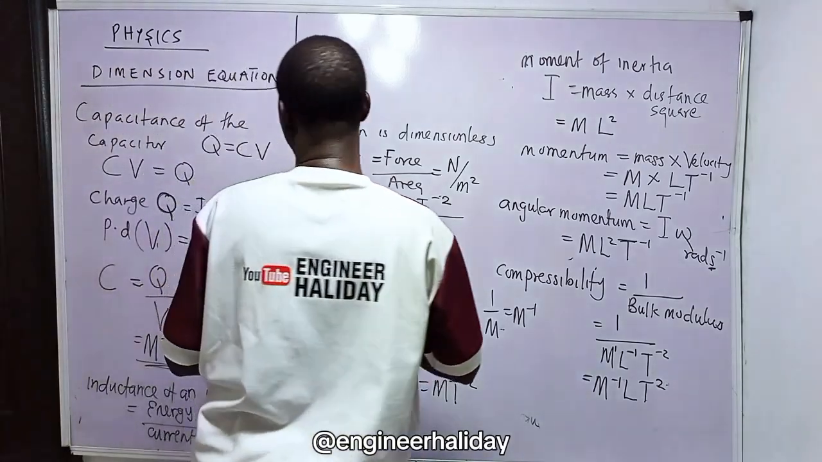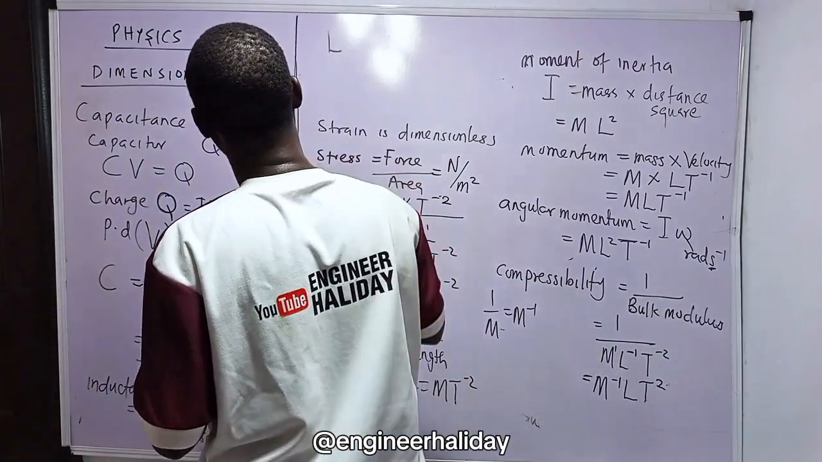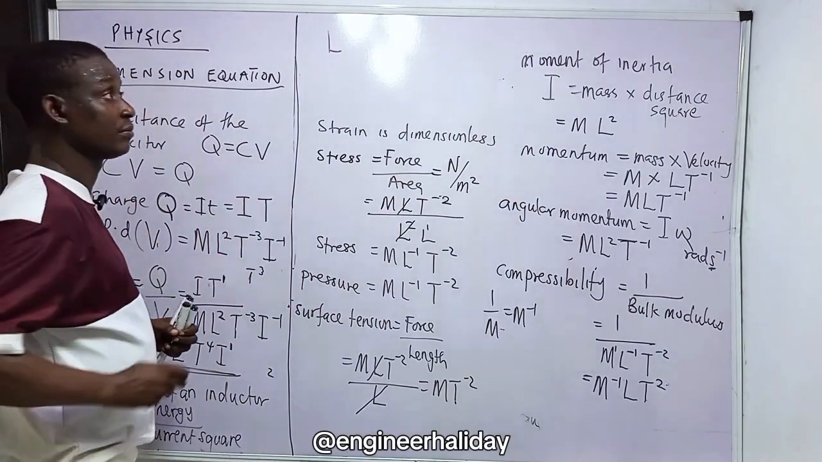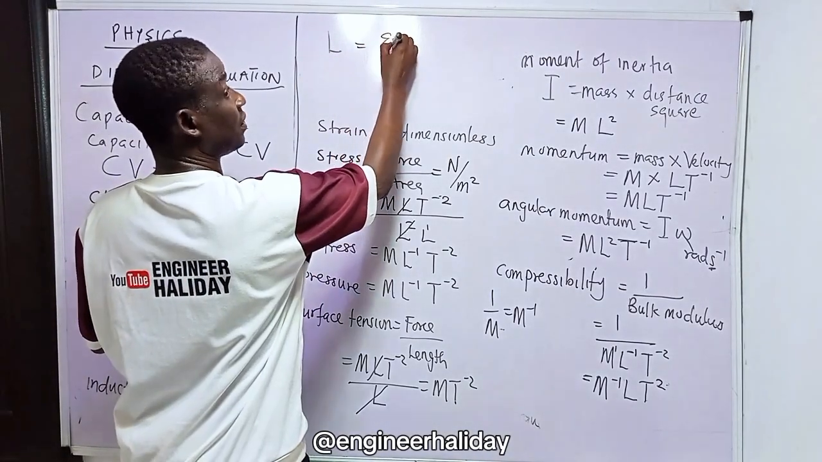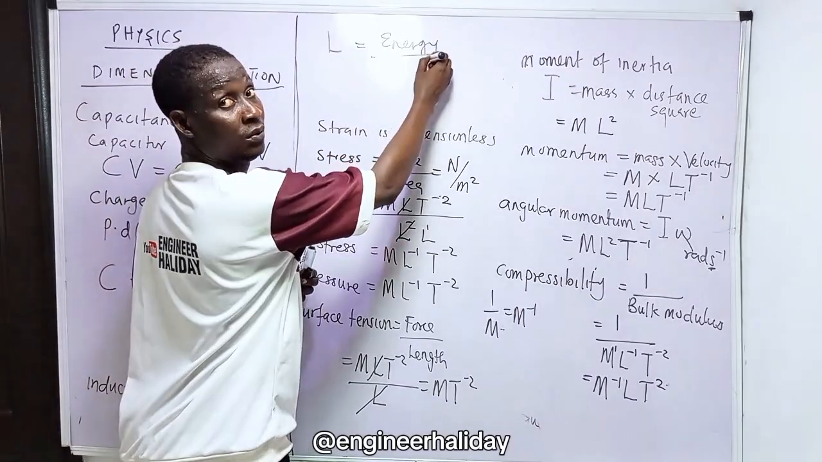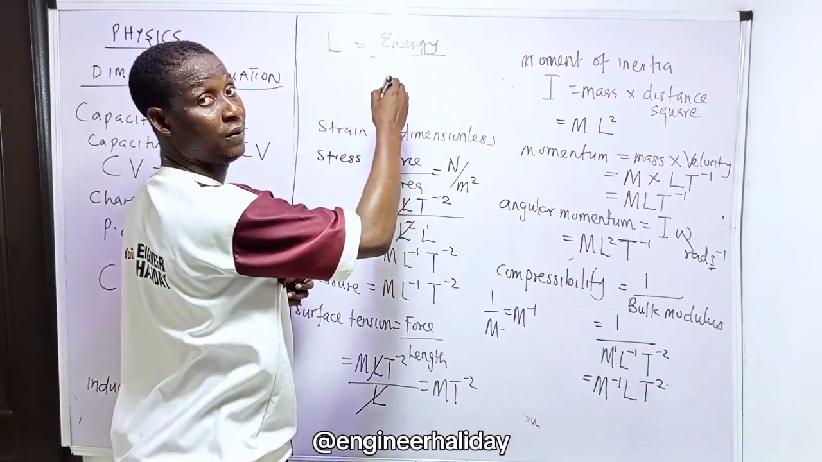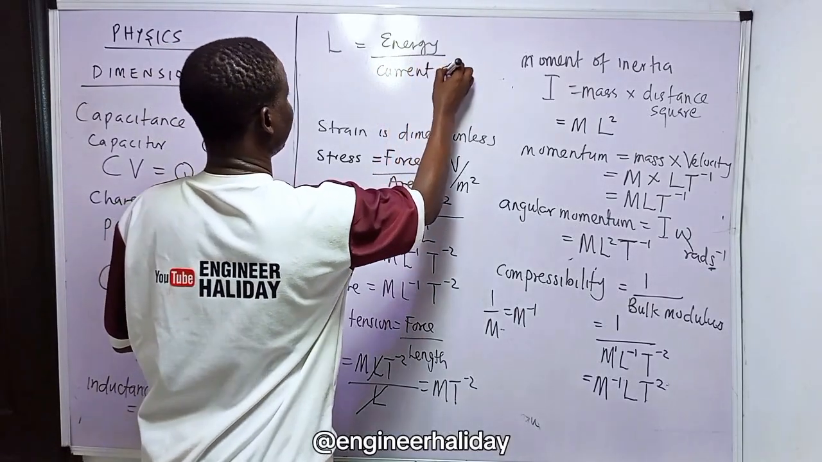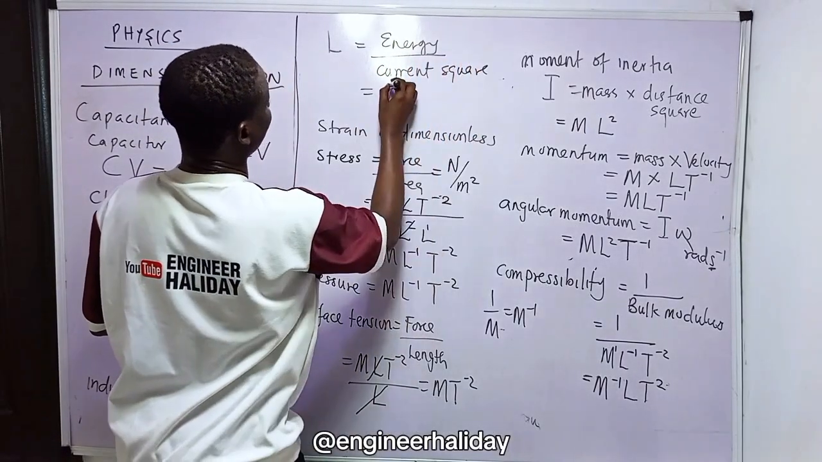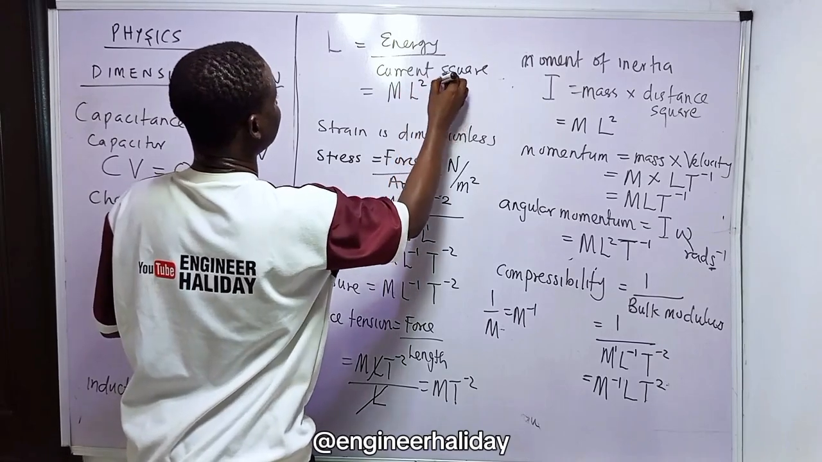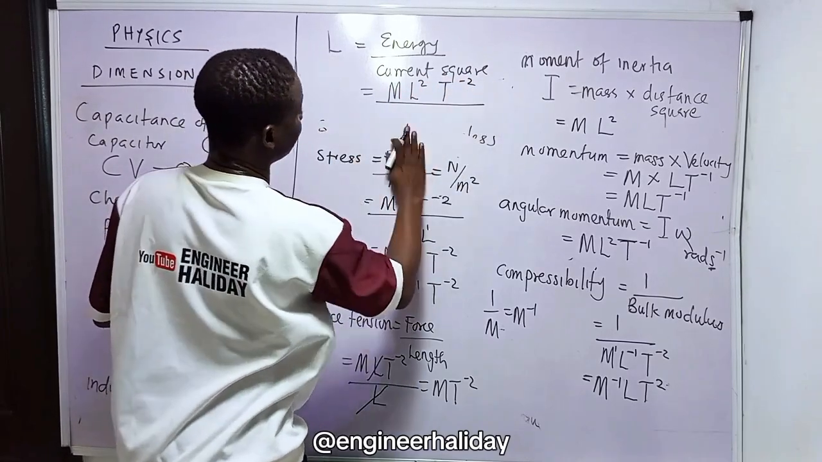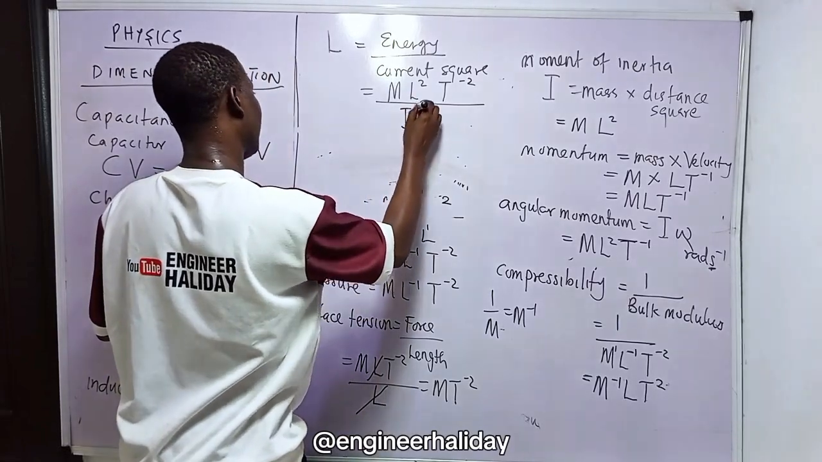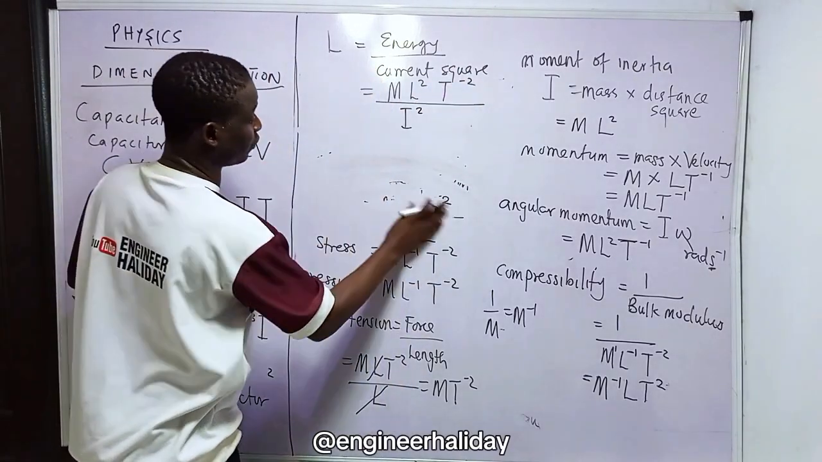At the end of the day, we are going to have inductance, which is symbol L, measured as energy over current square. I will stop here. Current square. So energy is equal to ML square T minus 2, divided by I square. You can take it up and get your dimension.